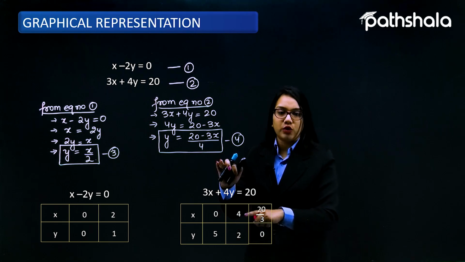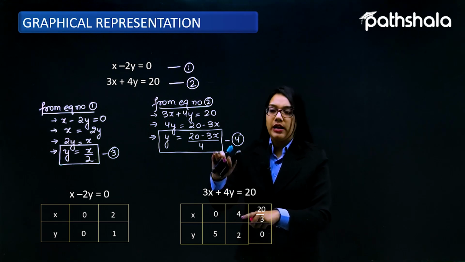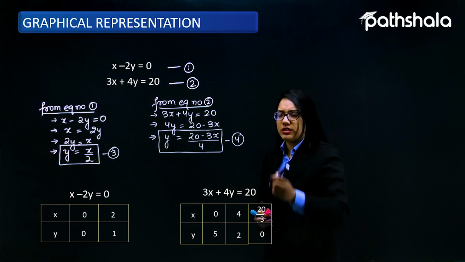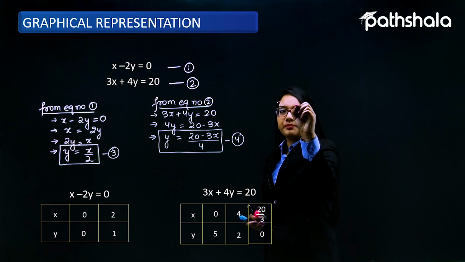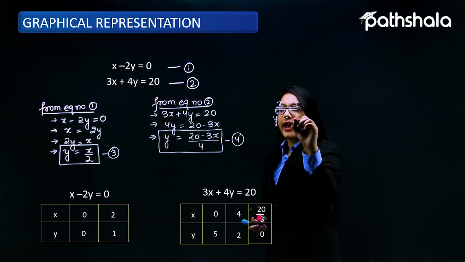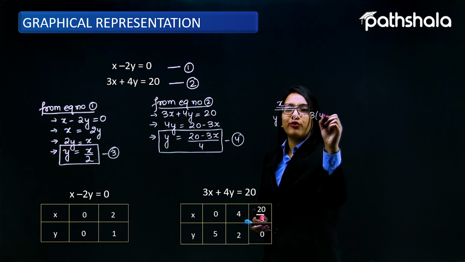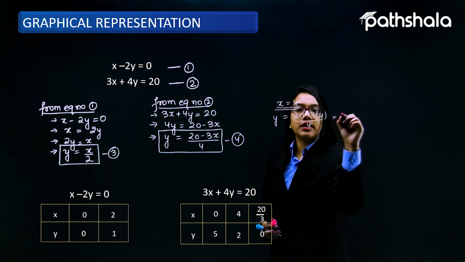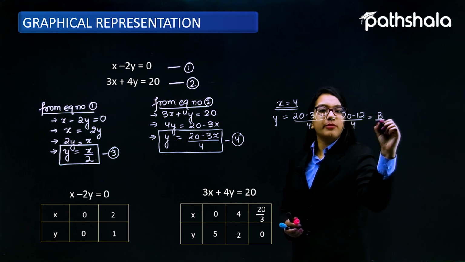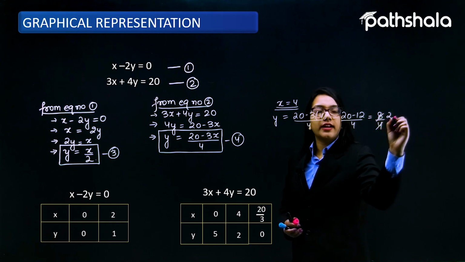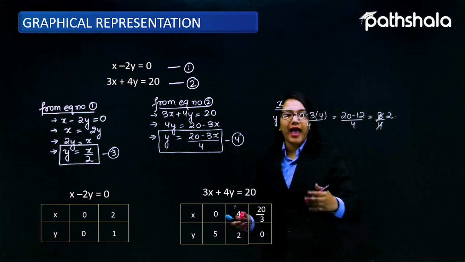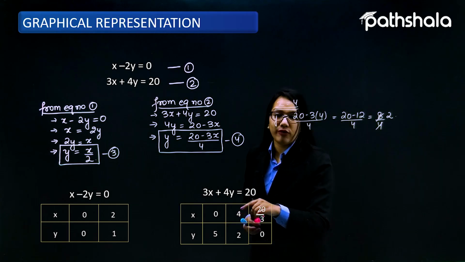Now let's move on to x as 4. Let us substitute x as 4 in this equation. We get y as 20 minus 3 into 4, divided by 4. So it is 20 minus 12 by 4. This would be 8 by 4, and at the end we get y as 2. So for x being 4, y is 2.